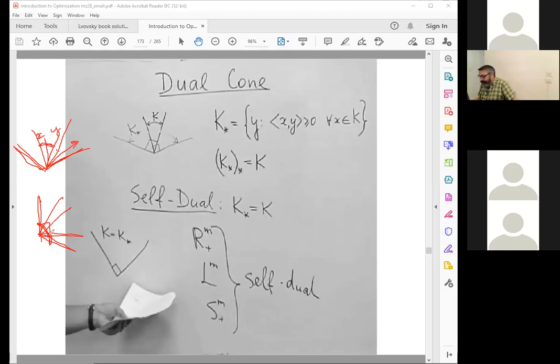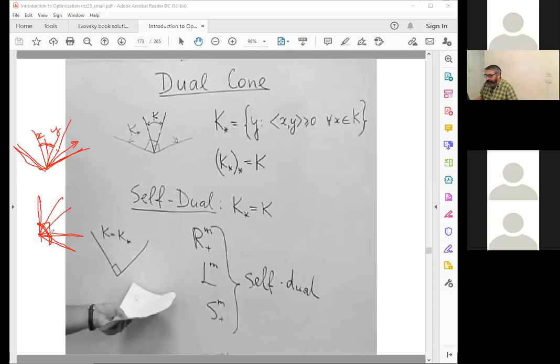Yes, I saw the reception hour, sir. So you say basically that you have two conditions to show self-duality. First, that if you take two vectors from inside the cone, their inner product is non-negative. And also, if you take a vector from outside the cone, does it have to be from the dual cone, or can it be any vector outside? Any vector outside the cone? Yes, sir.